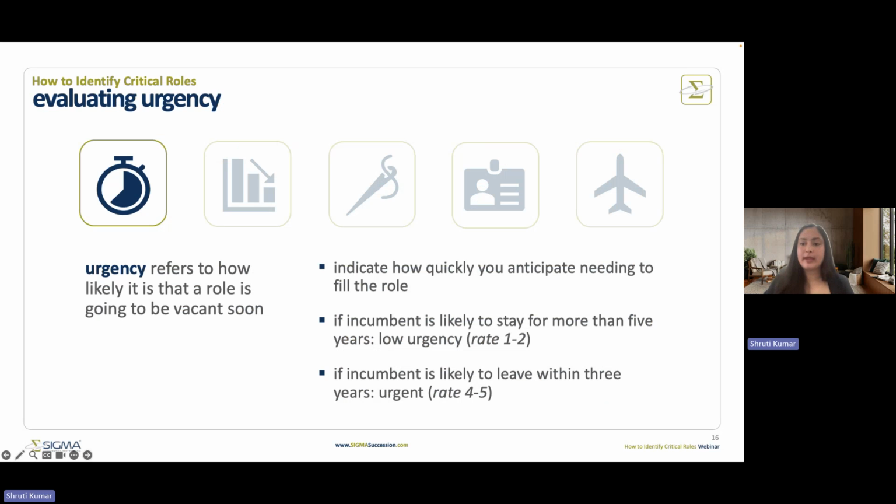So you'll first evaluate urgency. How likely is it that a role is going to be vacant soon? Now, you can't always know for sure how soon that role might become vacant, but you can take your best guess based on conversations that you've had with the employee or perhaps their eligibility to retire. Roles where the employee is planning to stay for 5 or more years could be considered lower urgency. But if you know the employee will be planning to leave within a couple of years, this would be considered urgent.